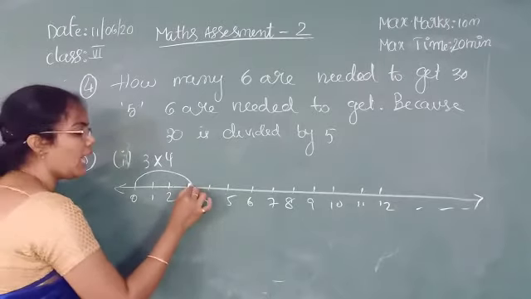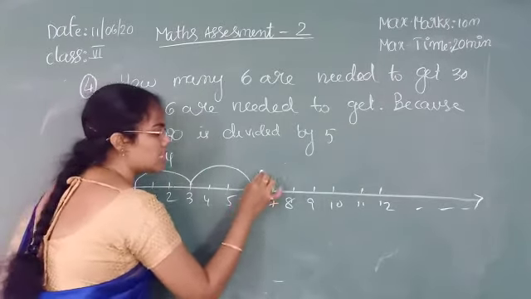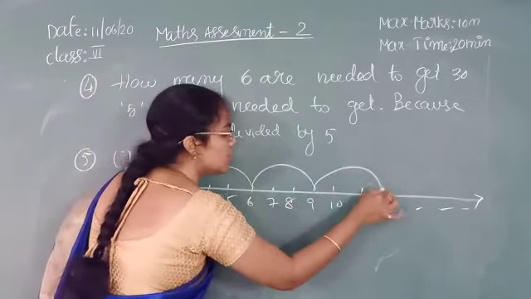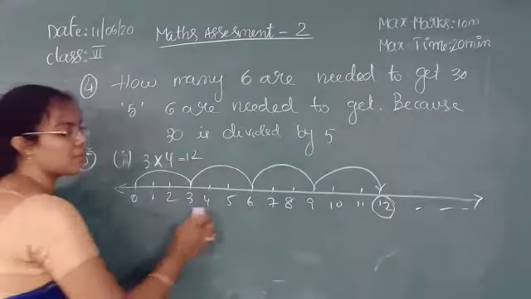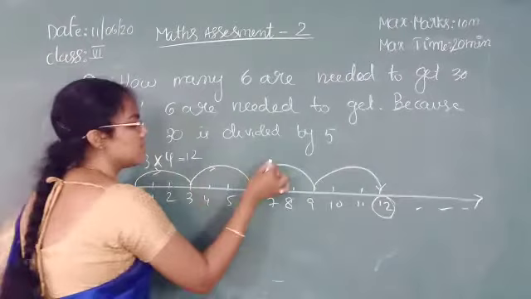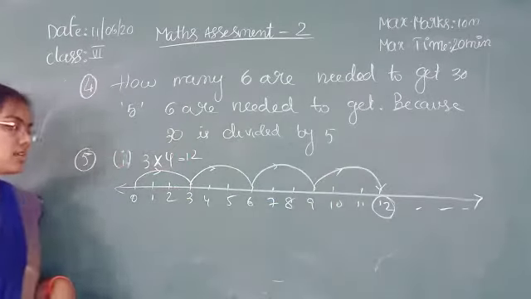This is the 3. Another 3, second time. Another 3. Another 3. So what is the total answer? 12. 3 fours are 12. We write 12 on the number line like this. Okay, this is the first number line.